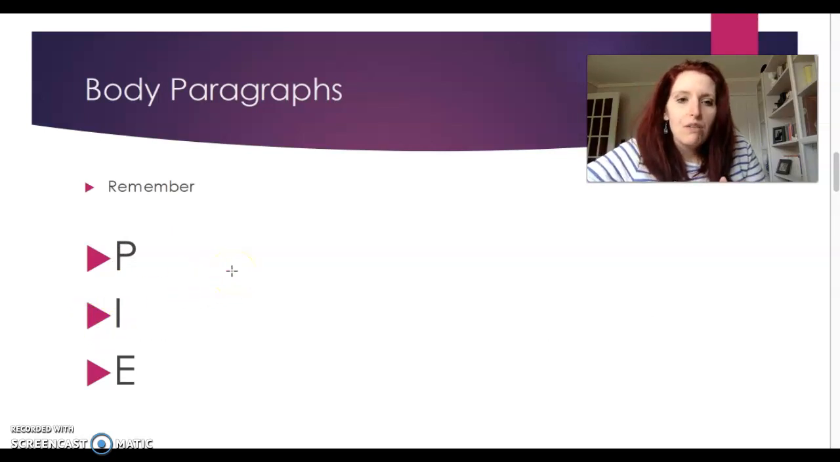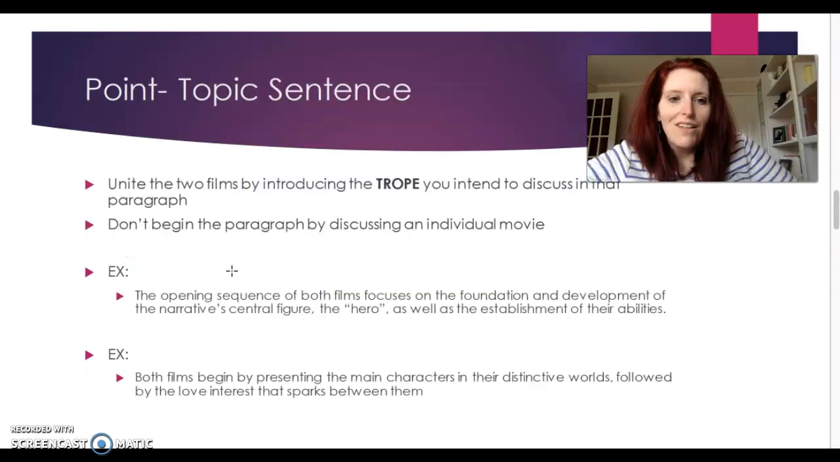After you have your thesis statement, you want to focus on your three body paragraphs. Remember, body paragraphs are strong paragraphs when they're a slice of pie, P-I-E. The P in pie is point, or your topic sentence. Every paragraph in the body of your essay is going to begin with a topic sentence that introduces the trope that you intend to analyze. You're going to unite the two films in that manner.